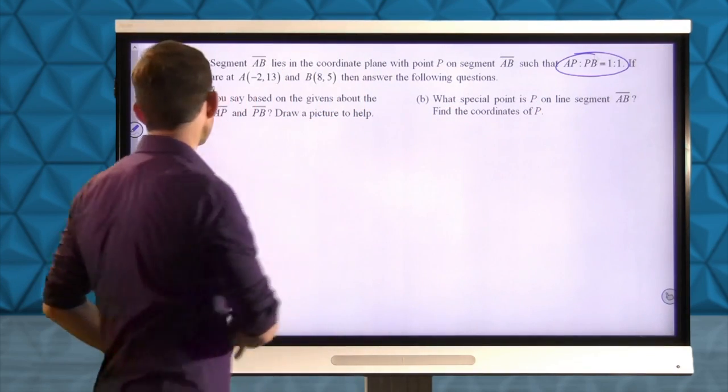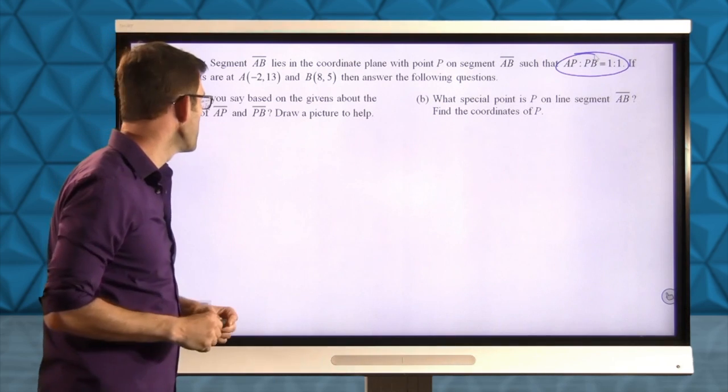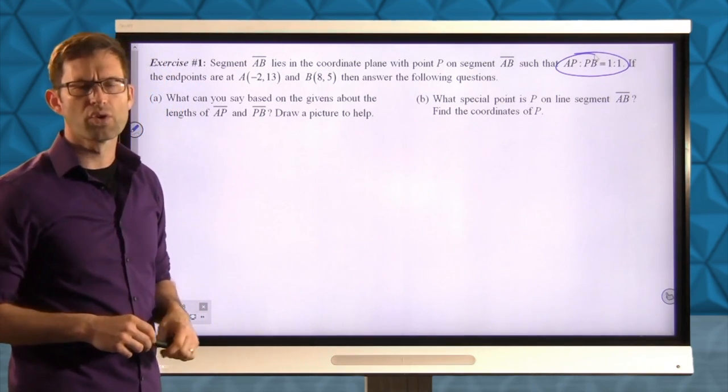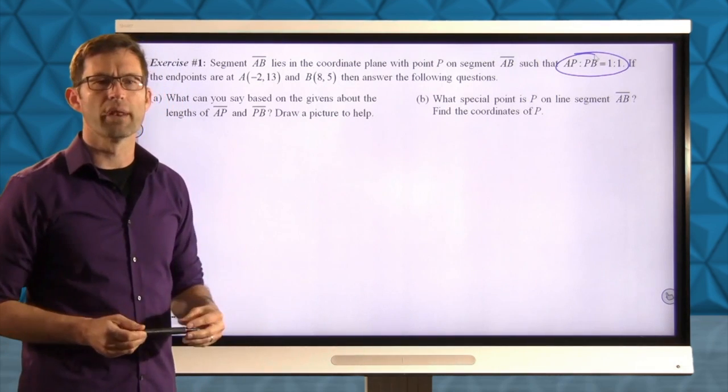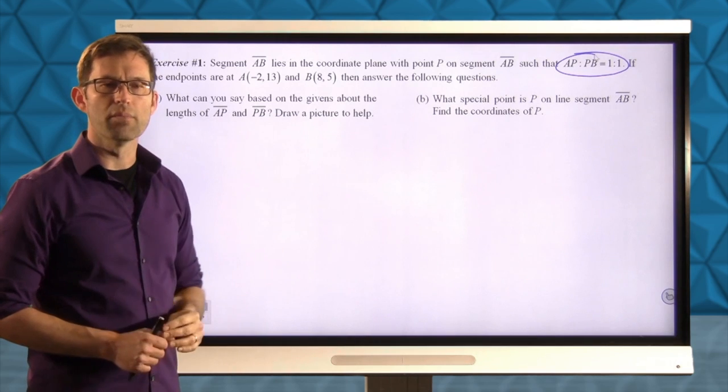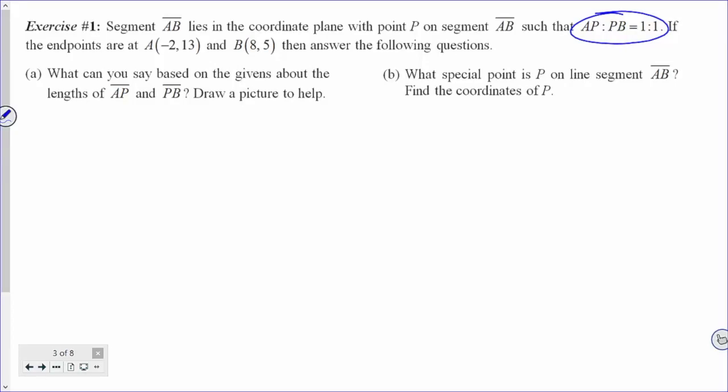All right, now, letter A. What can you say based on the givens about the lengths of AP and PB? Draw a picture to help. Think about this for a minute. Pause the video and tell me what you can say about AP and PB, their lengths, that is.